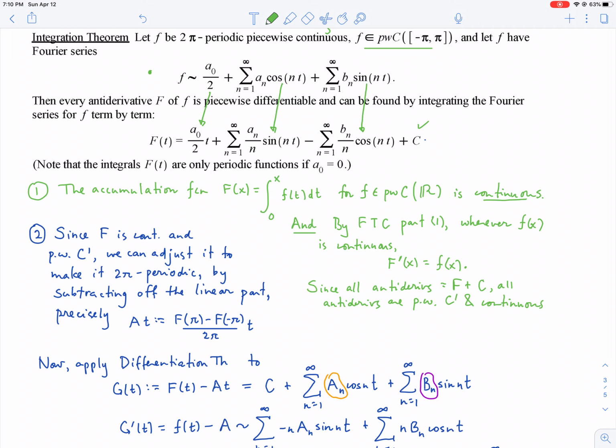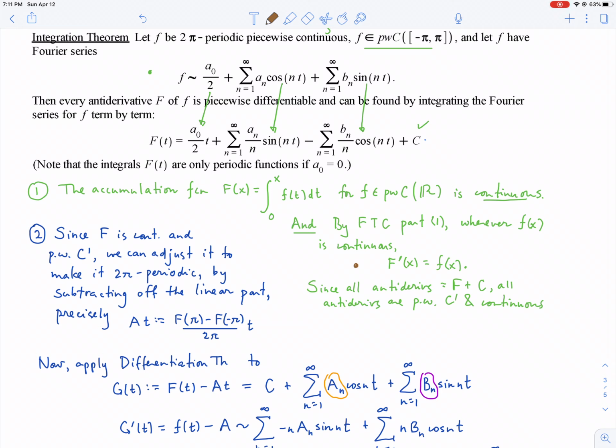So furthermore, by part 1 of the fundamental theorem of calculus, wherever little f is differentiable, you can differentiate the accumulation function and you just recover the integrand evaluated at x. Okay, so therefore, the antiderivative of a piecewise continuous function is a continuous piecewise differentiable function, exactly the sort that the differentiation theorem let us differentiate term by term. Now, here's the subtlety.